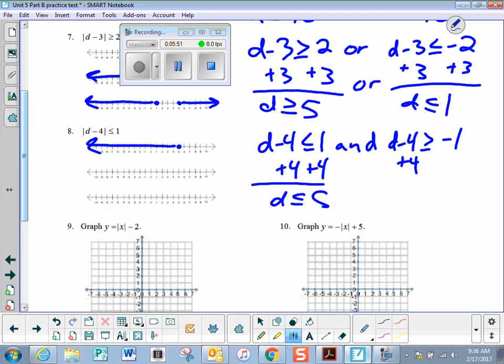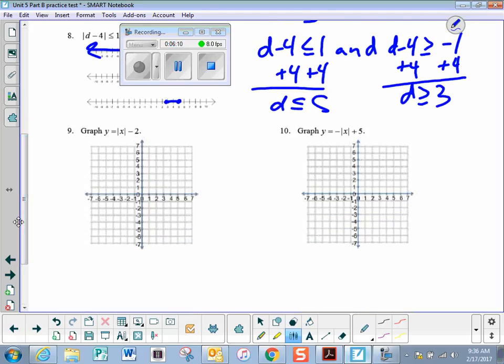Add 4. D is greater than or equal to 3. And where are they both graphed? Just in that little section between 3 and 5. All right. So far, so good.